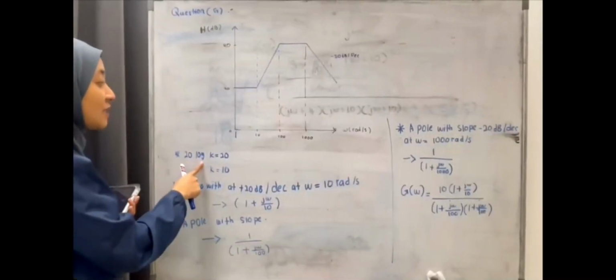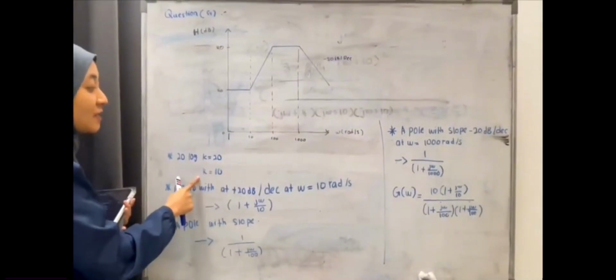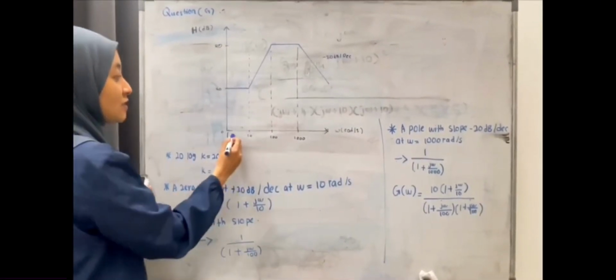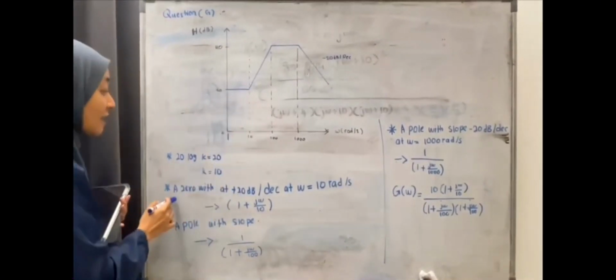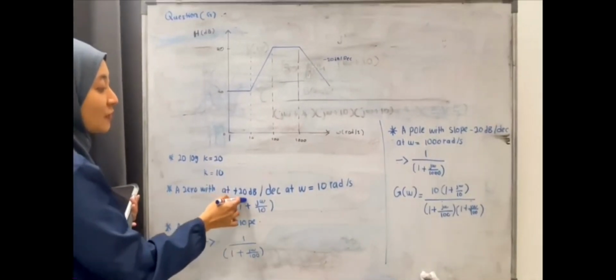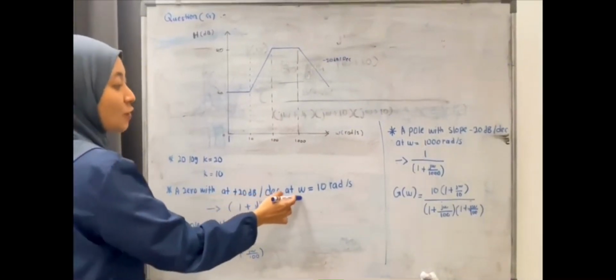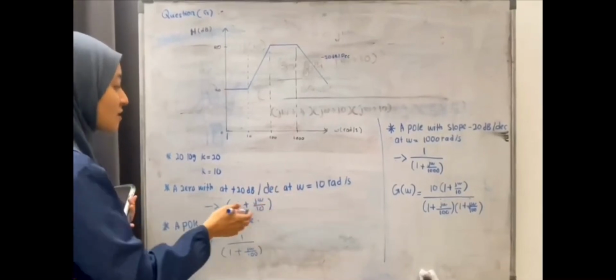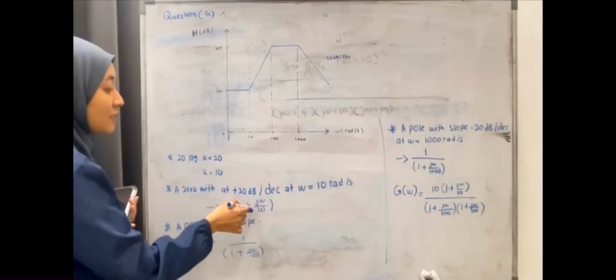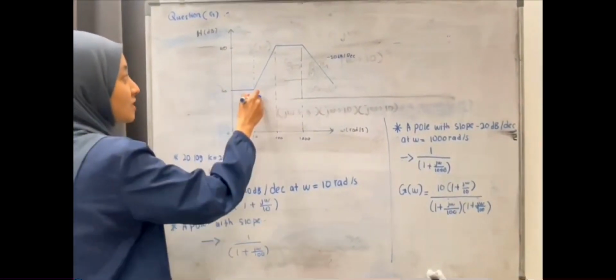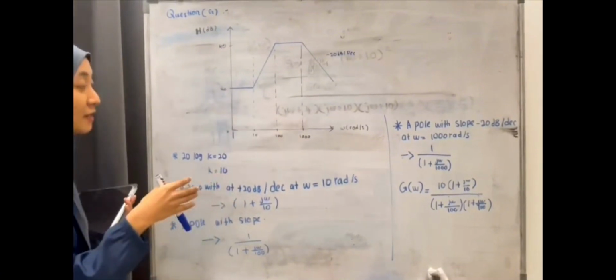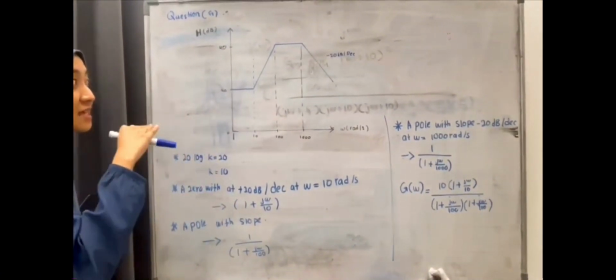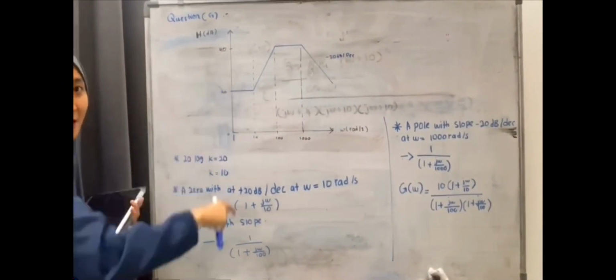20 log K equals 20, and we get K equals 10. Next, a zero at plus 20 dB per decade and omega equal to 10 radians. We get 1 plus jω over 10, which is this. As you can see from the graph, it increases from 20 to 40 dB.